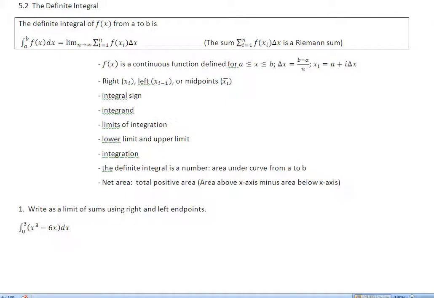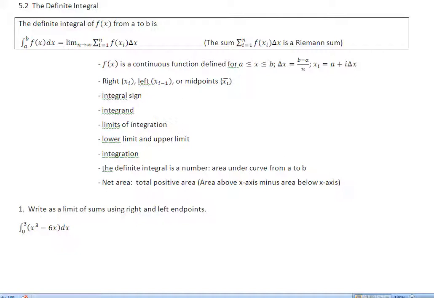So section 5.2 is called the definite integral. We talked about in the first introductory section of chapter 5 how to find the area of a region that lies under some curve. That was all about finding the area by creating rectangles. That's how you do it. We can find any net area under a curve to the x-axis by creating rectangles.